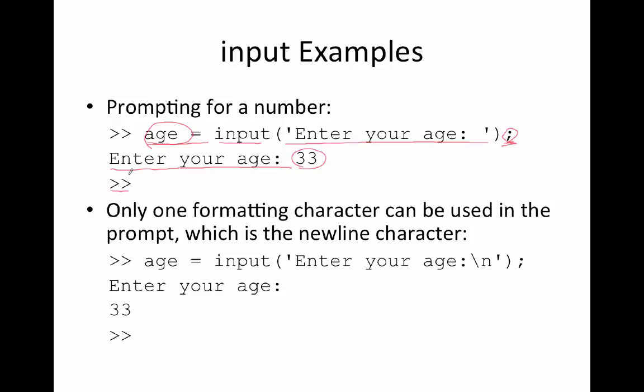Now there's only one formatting character that you can use in the prompt, and that is the new line character. So if I had in the prompt, enter your age and the new line character, when we execute this, it's going to say enter your age, and then the new line is going to move the cursor down, so when the user enters something, it's going to be on the next line. And again, it's going to take that 33 and store it in the variable on the left, in this case, age. Personally, I think it looks a lot better if the input is on the same line rather than on the line underneath.